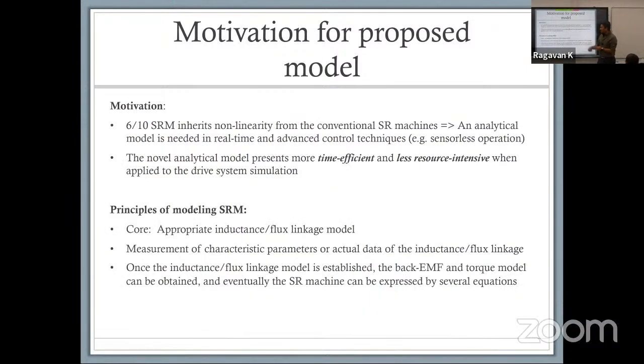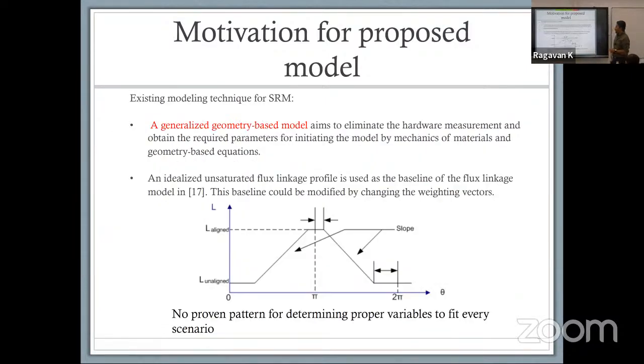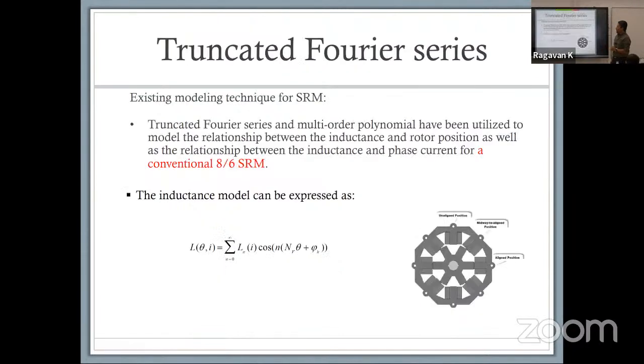So the principles of modeling basically were: you need to have the right inductance flux model, you need to measure the parameters, and of course use them to create the back EMF and torque profile. As I said, we wanted to have a generalized geometry based model, and the truncated Fourier series was built on a similar platform as what has been done for the conventional 8-6 machine. What we have essentially is inductance as a function of position and current, which is defined as a truncated Fourier series, which basically means you have L as a function of I, position, and an offset, right?